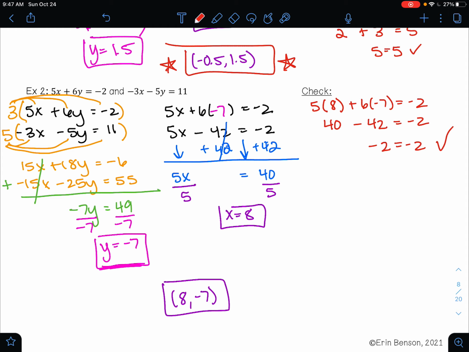Let's try the second equation. I'm going to have negative 3 times 8 minus 5 times negative 7, and that's supposed to equal 11. Negative 3 times 8 is negative 24. Negative 5 times negative 7 is positive 35. Negative 24 plus 35 is 11. 11 equals 11, so that works. So this is our solution.